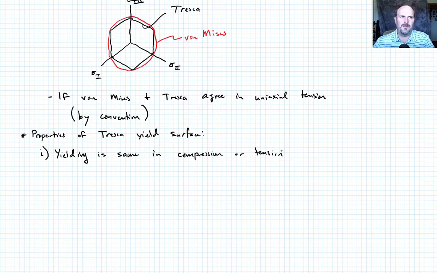There's nothing special about going into compression versus tension. If there was, we'd need a different type of failure theory, like maybe something like what's called the Mohr-Coulomb, which we might talk about later. Okay, so that's the first property that's important.